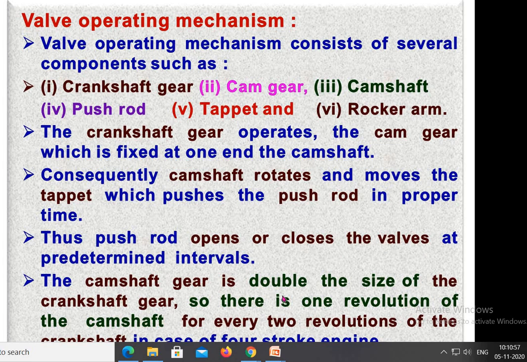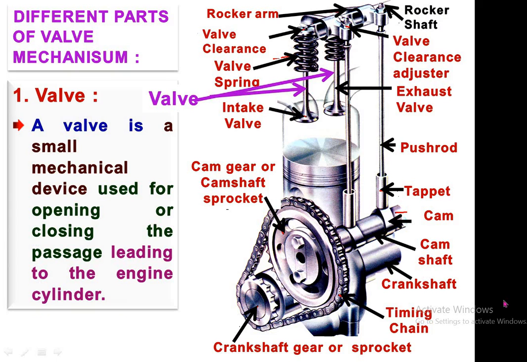The camshaft gear is double the size of the crankshaft gear, so that there is one revolution of the camshaft for every 2 revolutions of the crankshaft in the case of a 4-stroke engine. Now we will see all these parts individually.